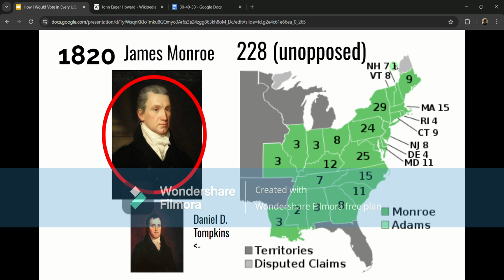But yeah, since there's no other choice here, obviously James Monroe gets my vote in 1820, with of course Tompkins again as his running mate.